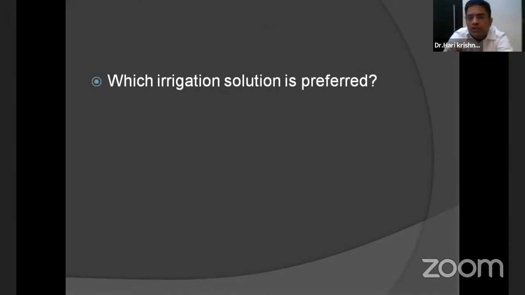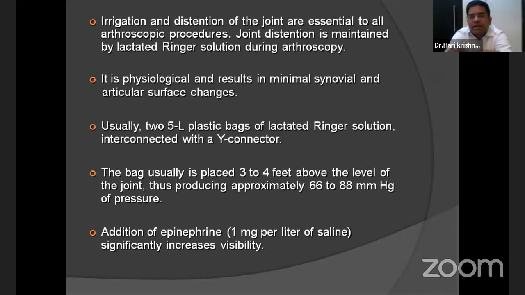So which irrigation solution is preferred for arthroscopies? We generally use normal saline, but everywhere I went through the literature, it says that Ringer lactate is the better solution for arthroscopies, as it is almost physiological to the body and has minimal synovial damage and articular surface changes.